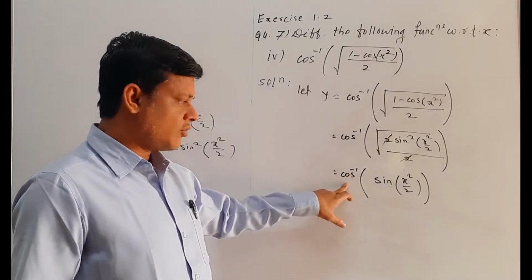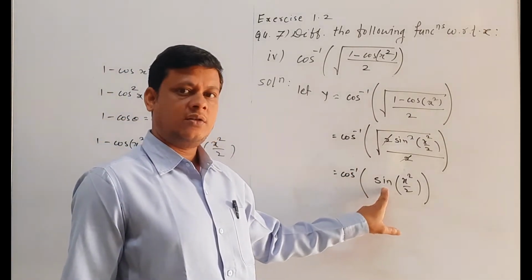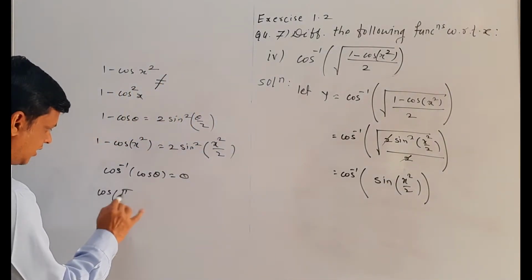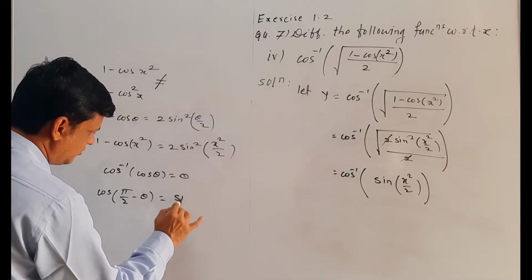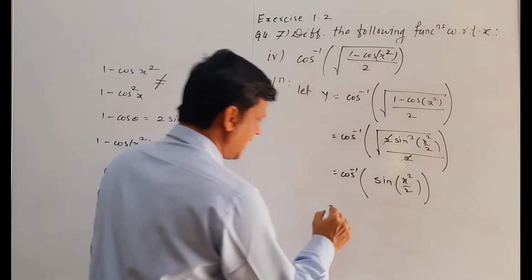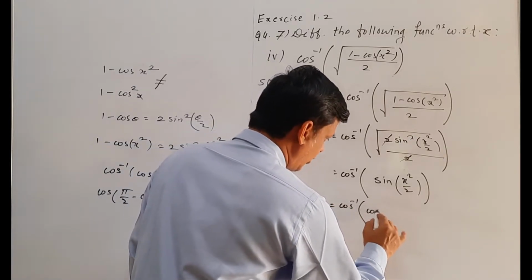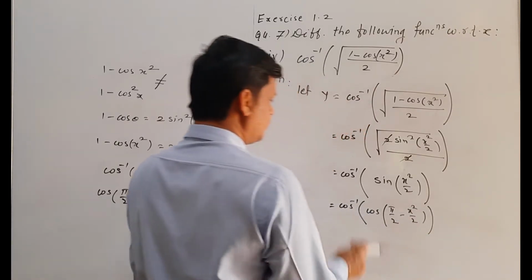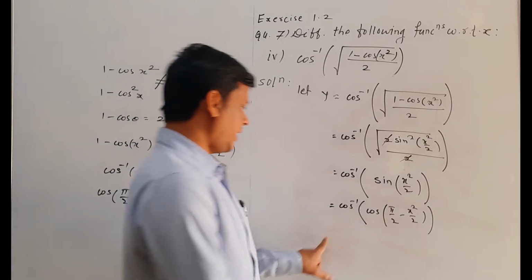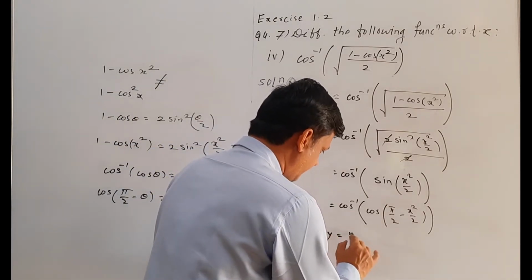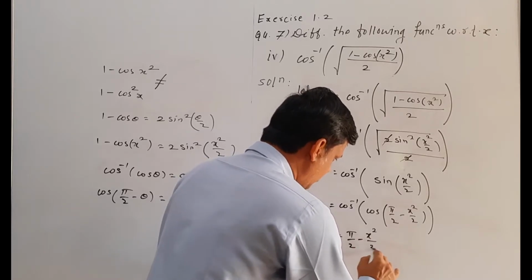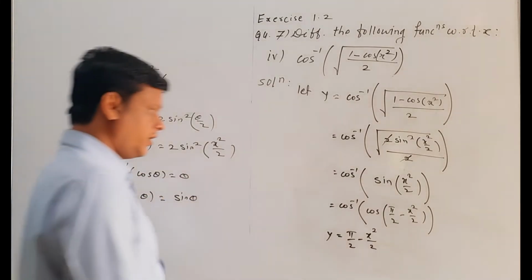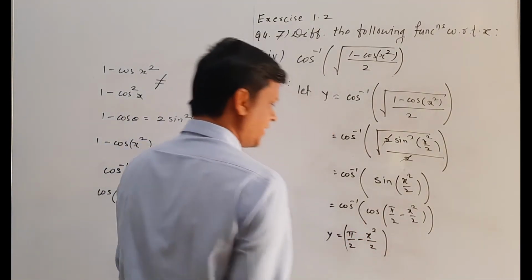Now the outer function is cos inverse, the inner function is sin. So again by using the formula cos of pi by 2 minus theta is equal to sin theta, we write this as cos inverse of cos of (pi by 2 minus x square by 2). So here cos inverse and cos get cancelled. We get the value of y equals pi by 2 minus x square by 2, by using this property cos inverse of cos theta equals theta. Here in place of theta the value is pi by 2 minus x square by 2.